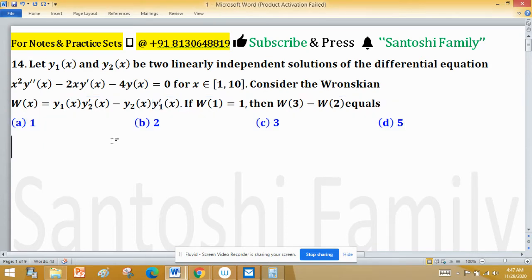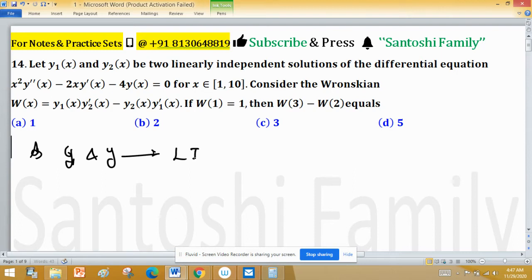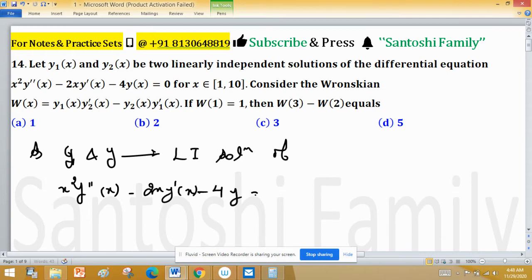This problem is given to us with options, and we have to find the right option. As y1 and y2 are linearly independent solutions of x² y''(x) − 2x y'(x) − 4y = 0, where x belongs to the closed interval 1 to 10.